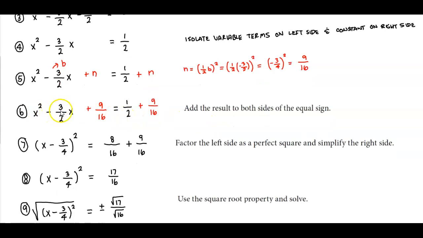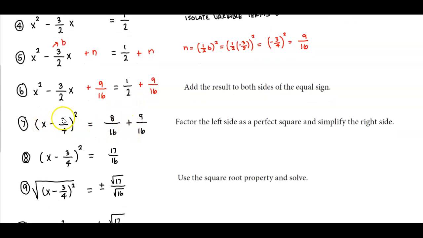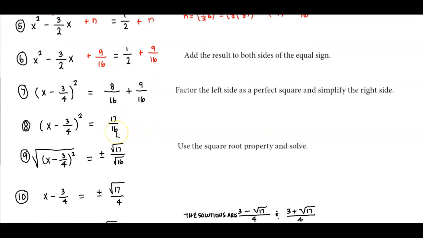So we have x squared minus 3 halves x plus 9 over 16, which is equal to 1 half plus 9 over 16. Now we're going to go ahead and complete the square. So we're going to factor the left side as a perfect square, and then we're going to simplify the fractions on the right side. So we have x minus 3/4 squared, and a minus 3/4 is what we had to square to get 9 over 16. And in order to get 1 half to have a denominator of 16, it's 8 over 16 plus 9 over 16, which gives us 17 over 16.